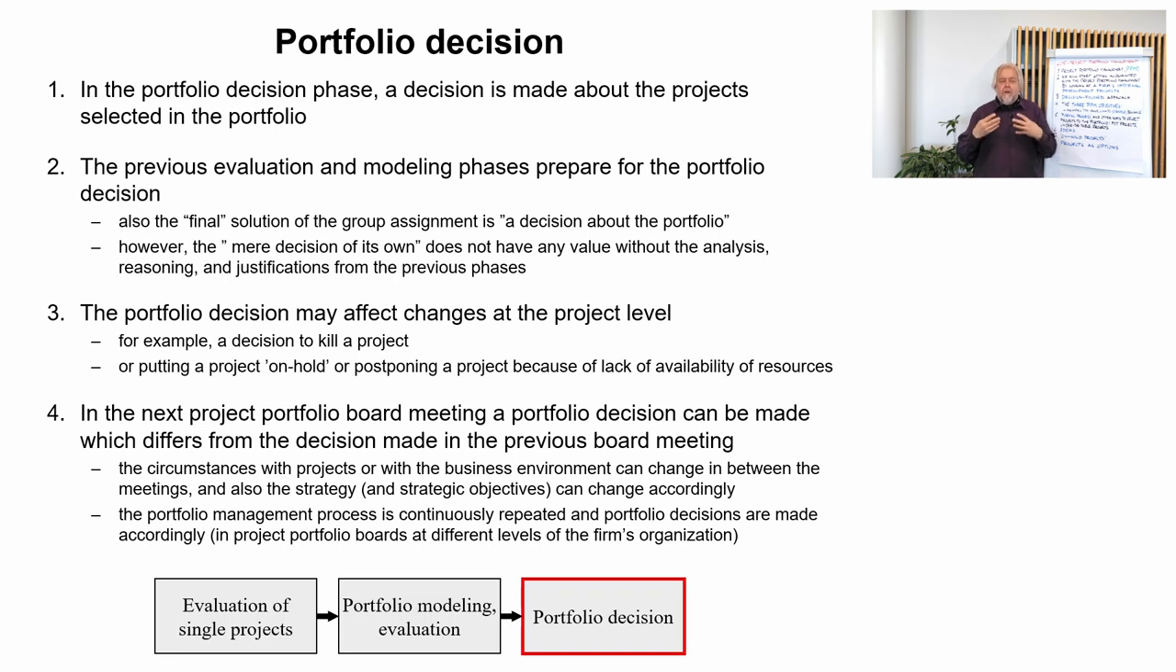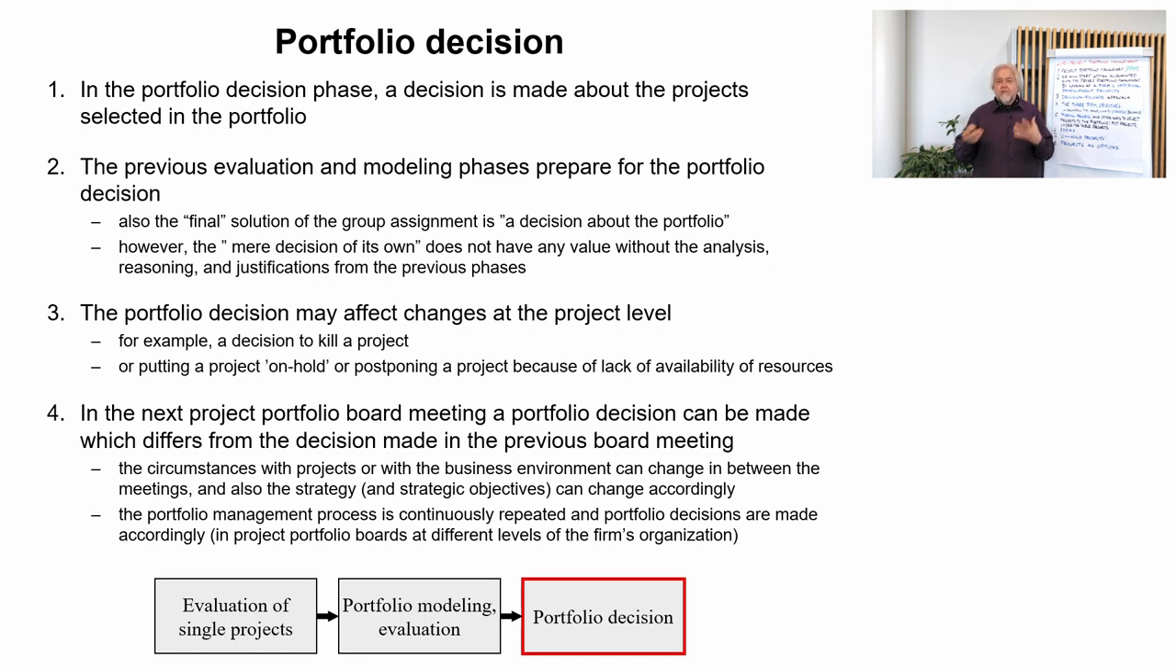Then again, the third item here says that portfolio decision may affect changes at the project level. It always has effects on the project level. The consequences of those portfolio decisions are at the project level. Then the fourth item says that in the next portfolio board meeting, a portfolio decision can be made which differs from the decision made in the previous board meeting.